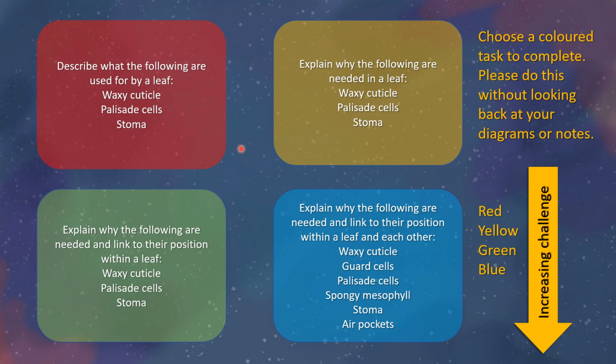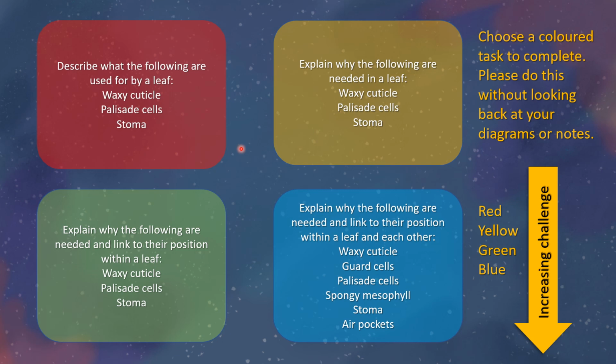Okay, blue, explain why the following are needed and link to their position within a leaf and each other. So guard cells link to stoma. So guard cells need to be on the bottom of the leaf, either side of the stoma, because that's what actually opens and closes it. Stoma is just the hole. The guard cells open and close it.